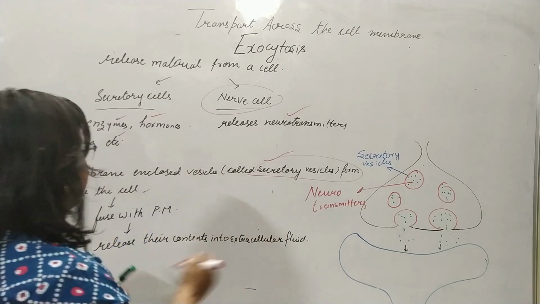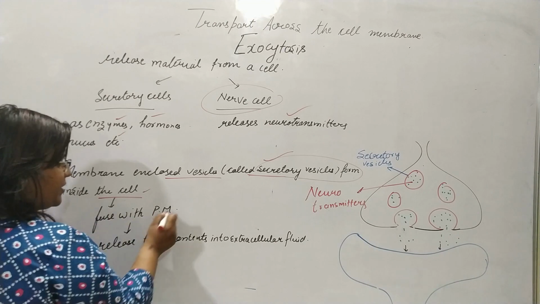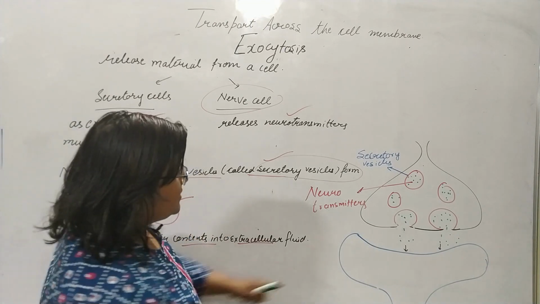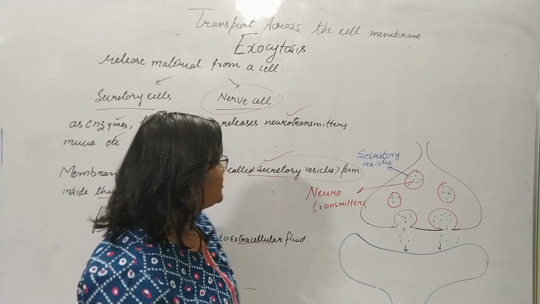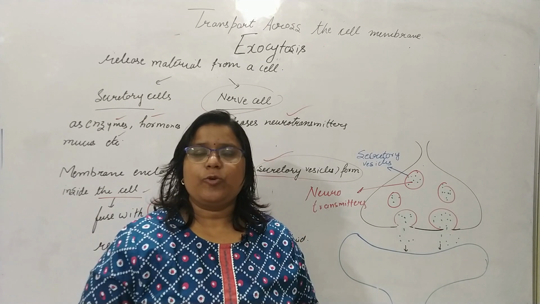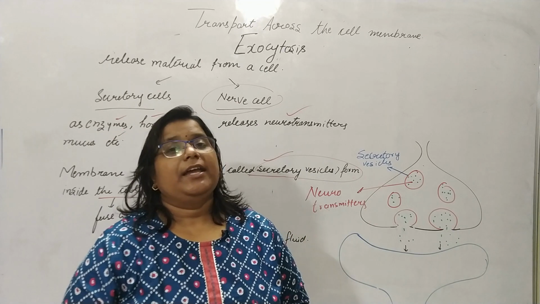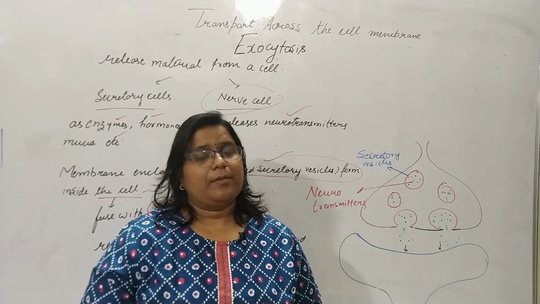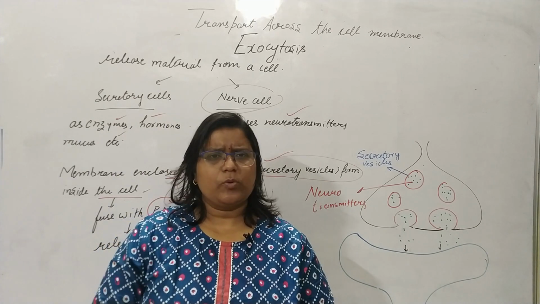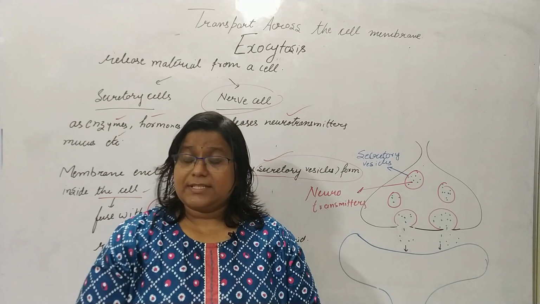So the membrane enclosed vesicles, known as secretory vesicles, formed inside the cell, fuse with the PM, the plasma membrane, and release their content into the extracellular fluid. This is the area of the extracellular fluid, and these materials will attach to another new membrane. This kind of exocytosis process generally happens with neurotransmitters and secretory cells like enzymes, hormones, mucus. So this is the overall transport across the cell membrane.